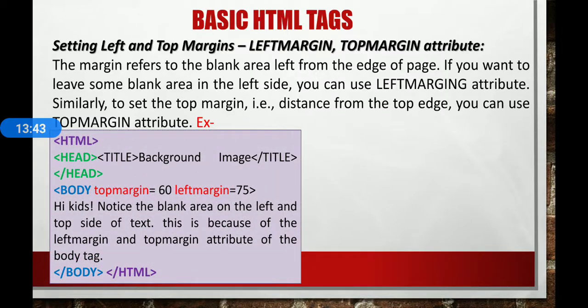Here is the program given. Here we have used two attributes in the body tag, the topmargin and the leftmargin. Topmargin equal to 60 and leftmargin equal to 75. The values 60 and 75 are the number of pixels, per number of pixels available per inch. It decides how many pixels will be left from the top and left side.